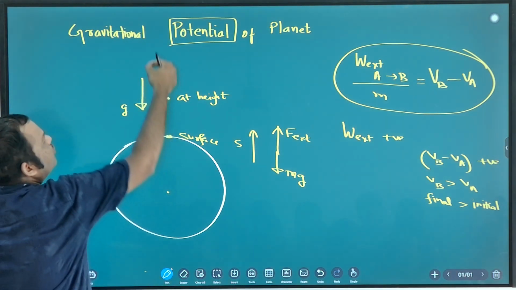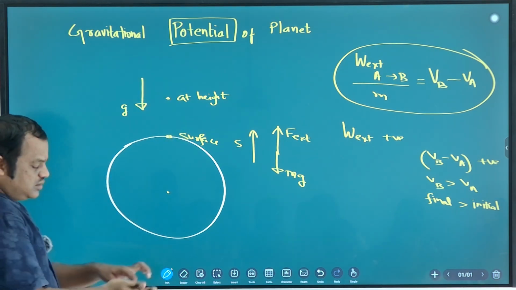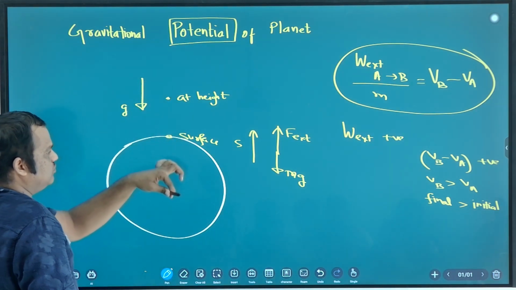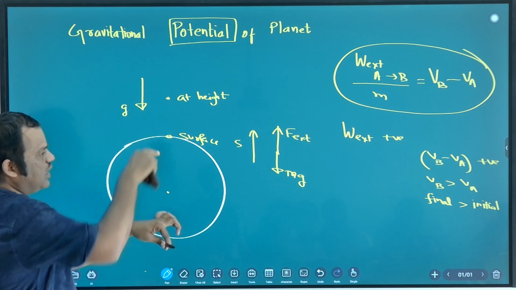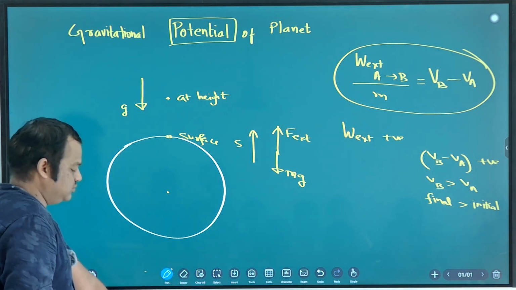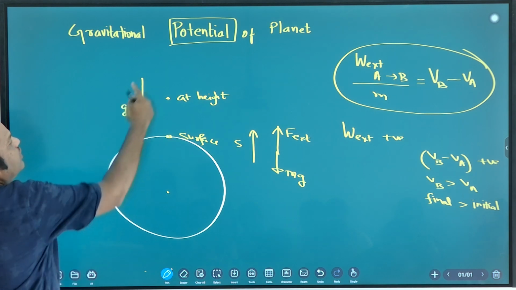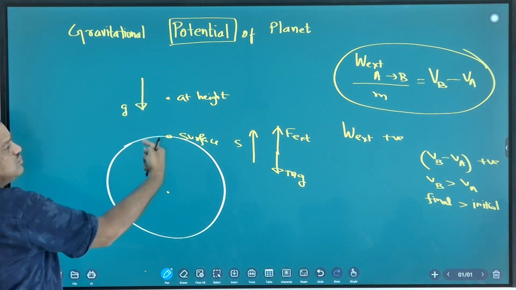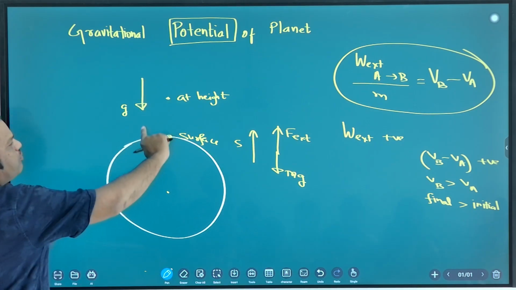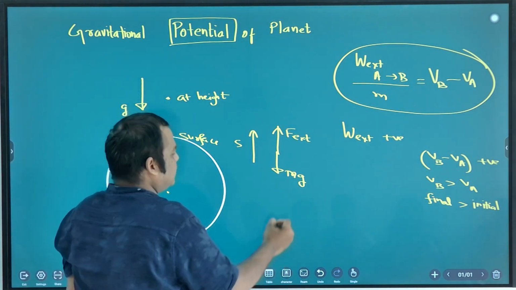And if you move along the field, suppose I am moving this object downward, is potential increasing or decreasing? Decreasing. So if you move along field, potential decreases. If you move opposite to field, potential increases. Note down this point.